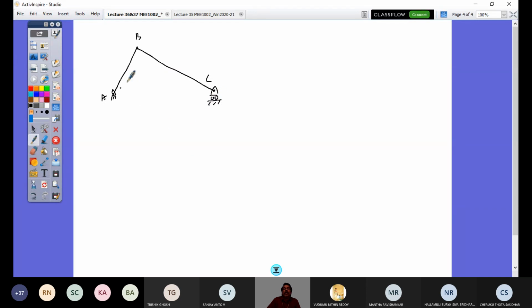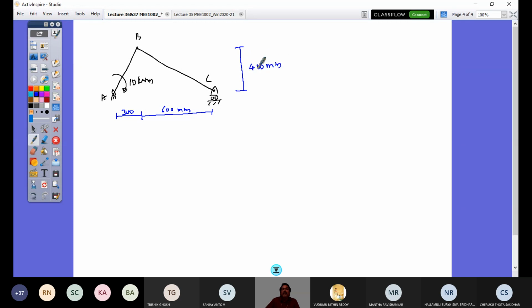And this is acted upon by a couple of 10 kilonewton meter. The dimension of this now, or this orientation, is given by this. So this distance A to B is 300, and from here to here, this distance is 600 mm. And this elevation of B from this horizontal position is given by 400 mm.